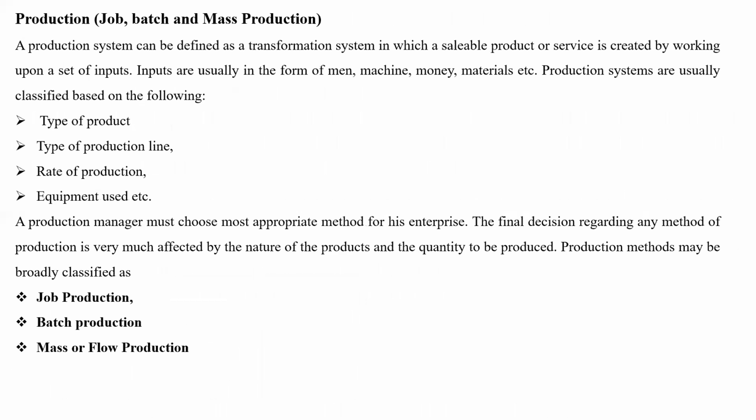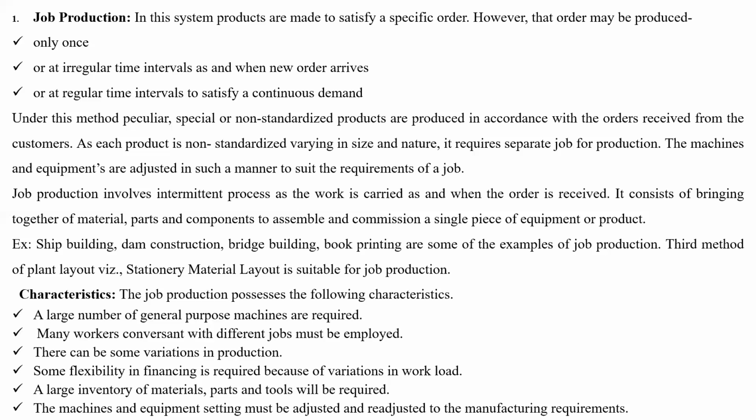So already I told you there are four factors. The type of product varies with the customer. The type of product line varies. The rate of production also varies, and equipment is adjusted according to the customer requirement. For example, shipbuilding, dam construction, bridge building, and book printing are some examples of job production. For all types of product requirements, we don't use the same type of production system. It differs from product to product, order to order, or job to job.